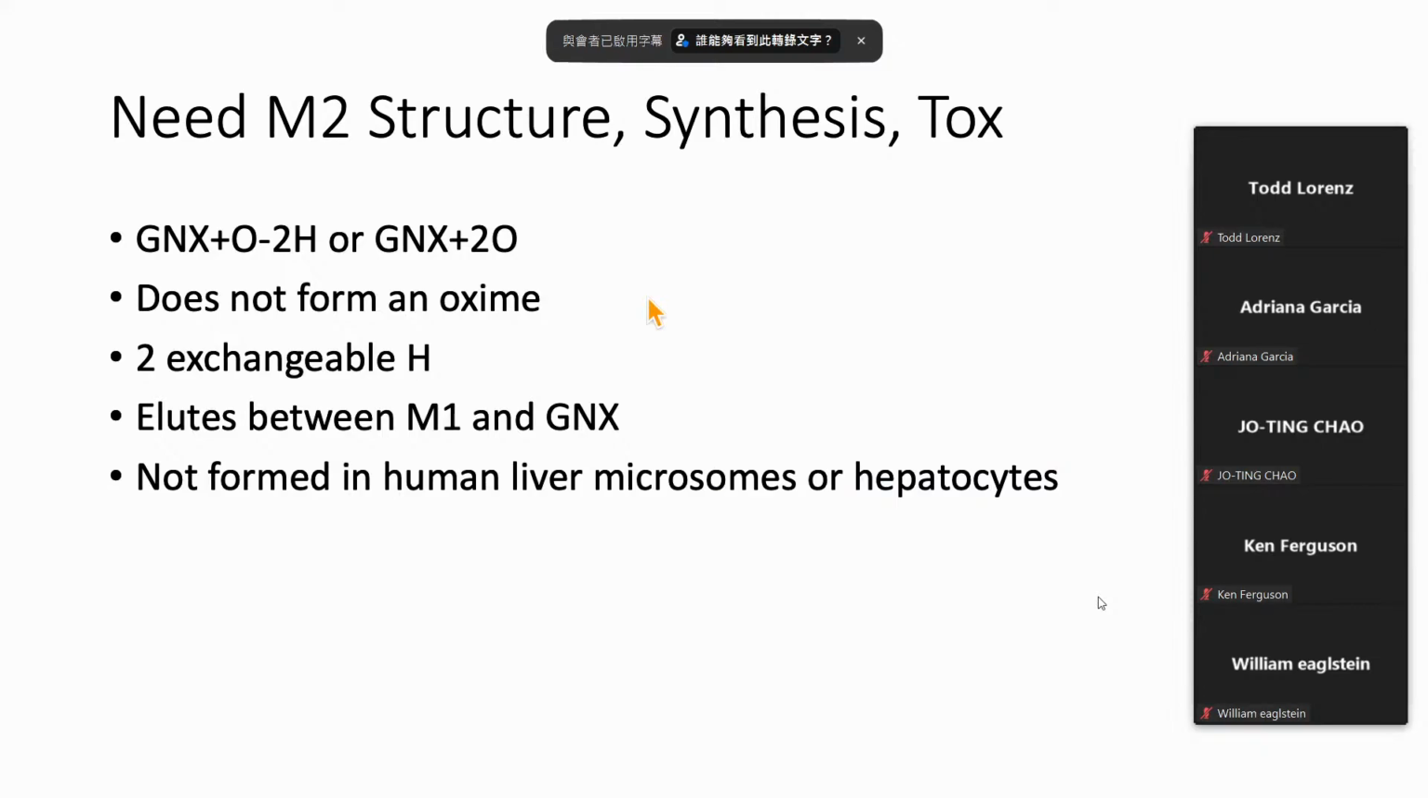It didn't form an oxime. That was a simple chemical experiment that we could do with the chromatography that we had. And so the ketone group at the 20 position seems to be reduced. There were two exchangeable hydrogens, an easy LCMS experiment to do with deuterium exchange. And we knew that the molecule eluted between M1 and glutathione, and GNX on the chromatography. So that told us something about its chemical properties. Unfortunately, it was not formed in human liver microsomes or hepatocytes. So none of the typical, usual in vitro or preclinical animal experiments that you would do in drug metabolism would have shown up this problem prior to first-in-man studies.